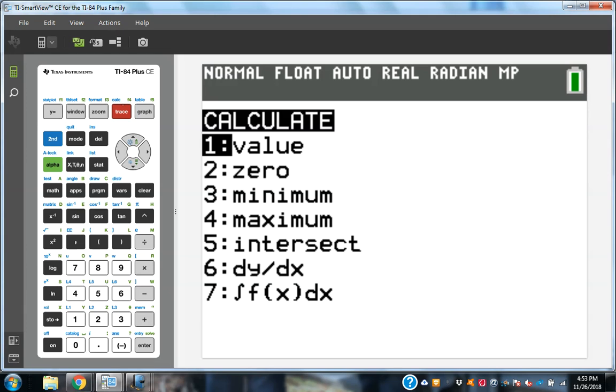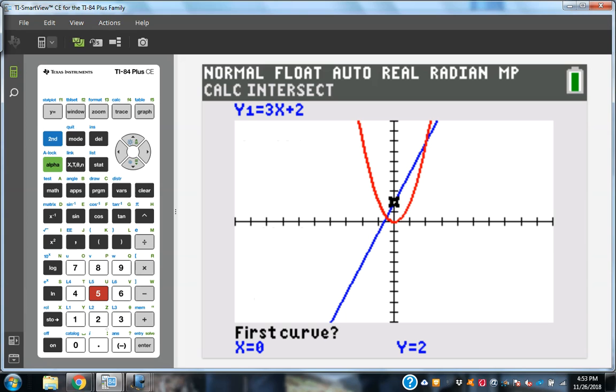All right. What are these two graphs doing? They're intersecting. So we're going to use number 5 to help us find that. Okay. First curve, I'm going to move to the left of where they cross.